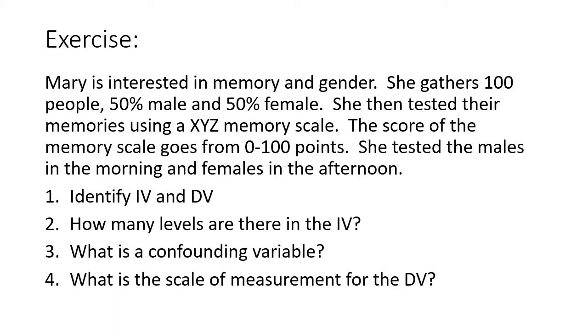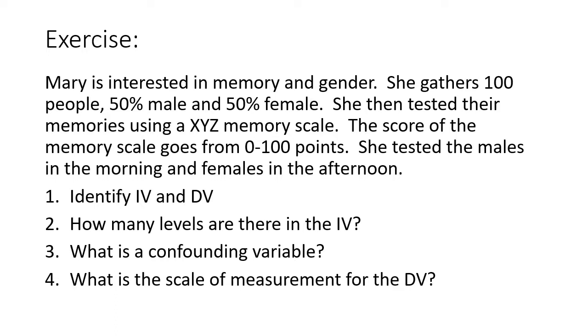Number four, what is the scale of measurement for the dependent variable? Well, it's either interval or ratio, right? Now the score of the memory scale goes from 0 to 100 points. It doesn't really tell you what the 0 represents. So we don't know if it is arbitrarily set or an absolute 0. So it could be interval or ratio.